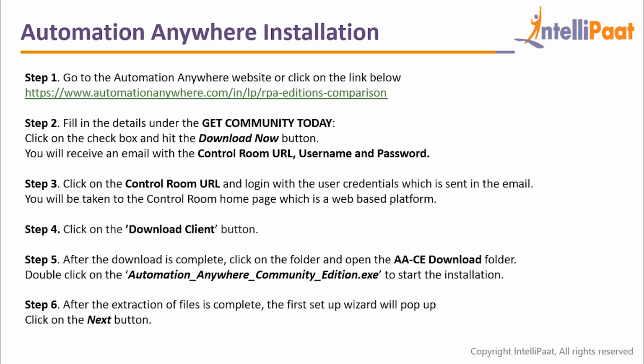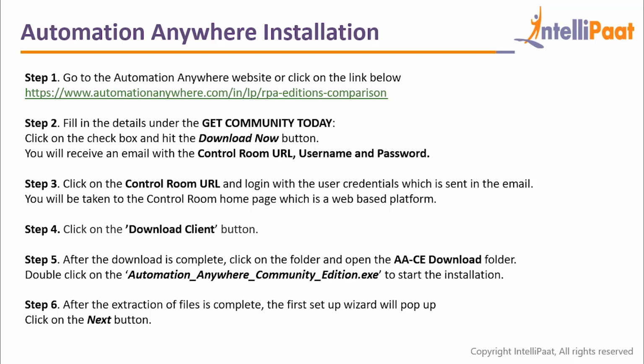We have to click on the control room URL and log in with the user credentials, which are also sent in the email. After this, we'll be taken to the control room homepage, which is nothing but a web-based platform. In this control room, we will find something called a download client button. Click on that and a zip folder will be downloaded.